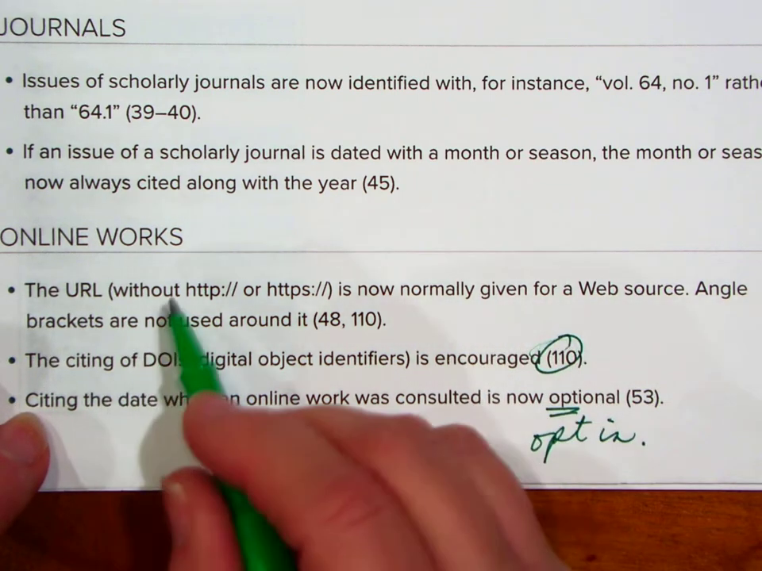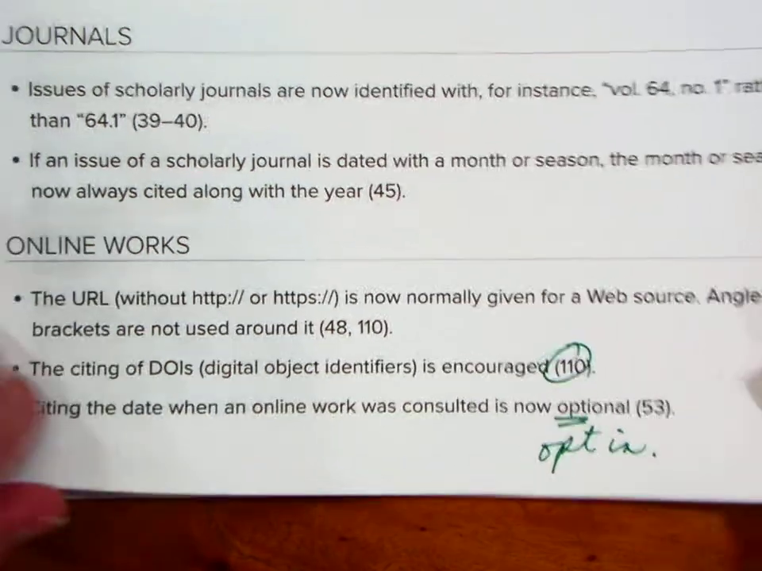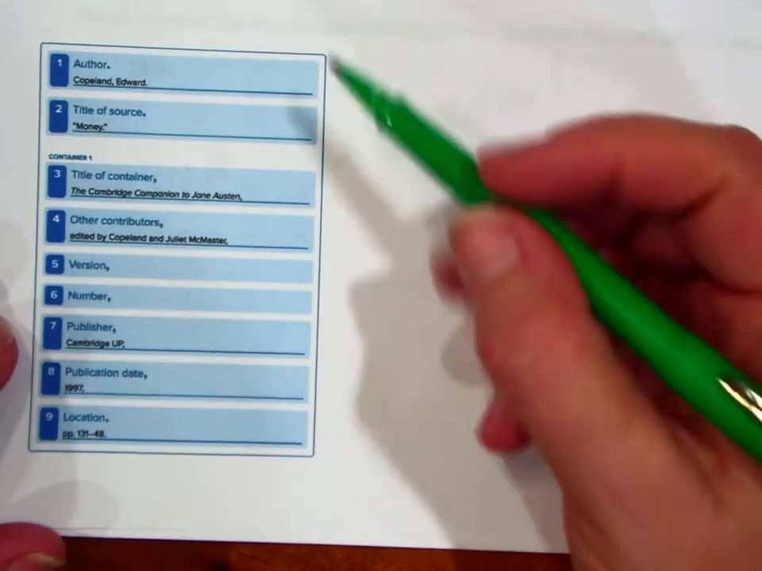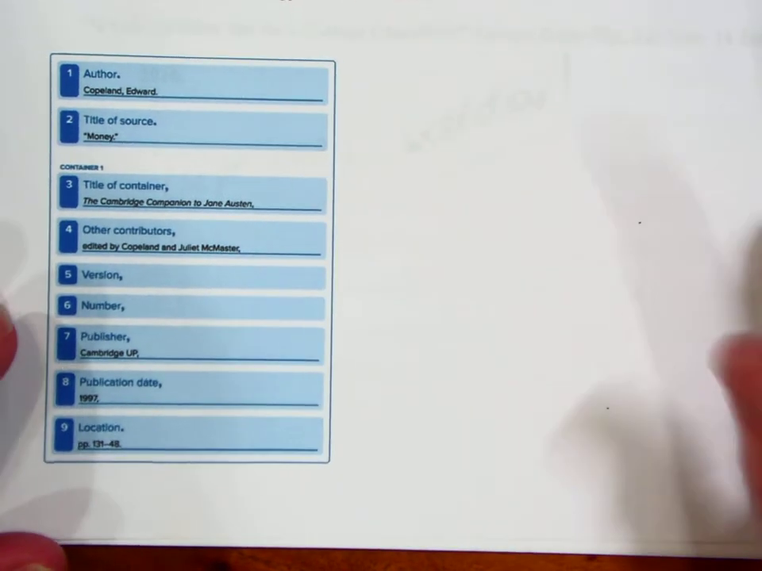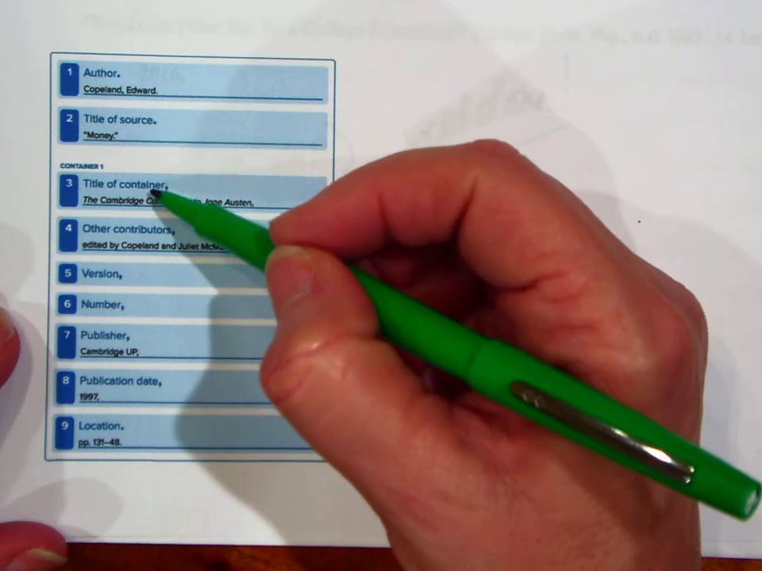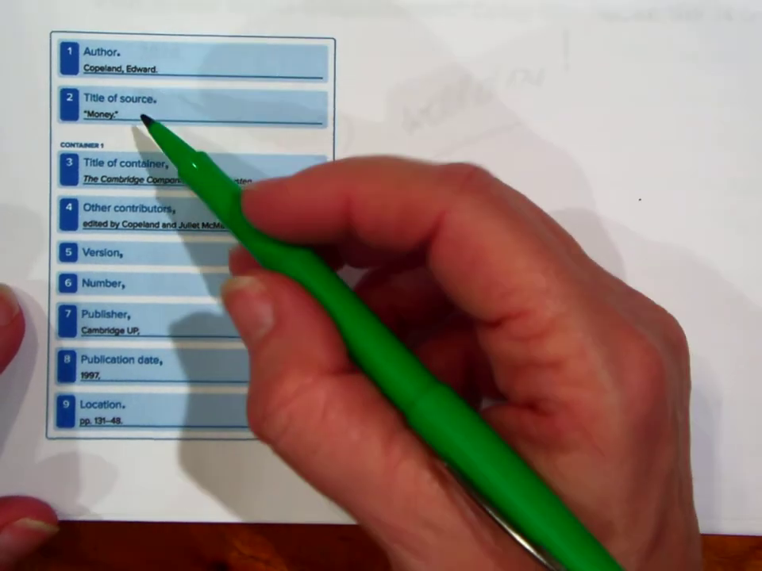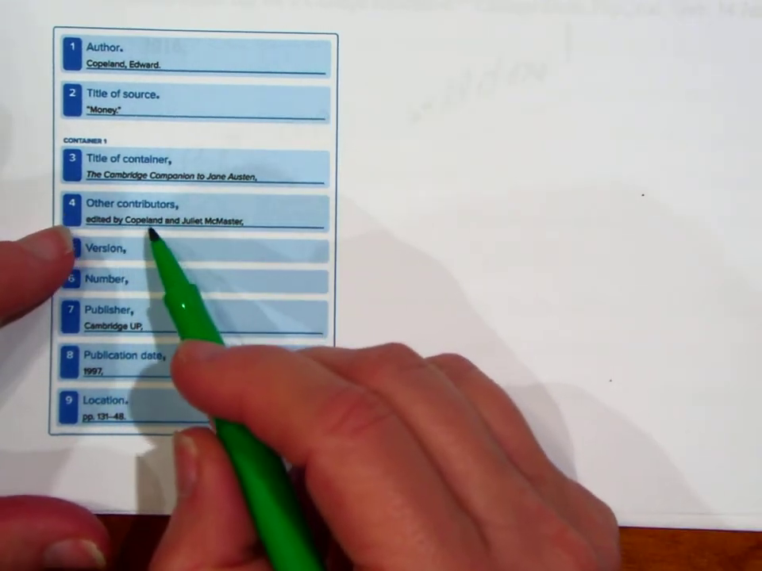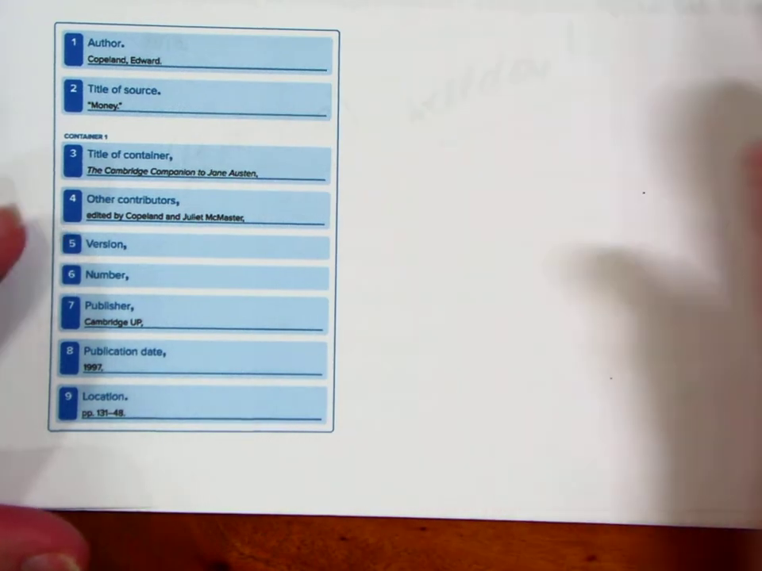The containers are explained on the MLA source. A container is just a larger source to hold another. For example, here's an article within a book, and other contributors, that would be an editor, for example, edited by. When you don't have something, you leave it blank. So that's another difference. You don't put the NA or the ND there.